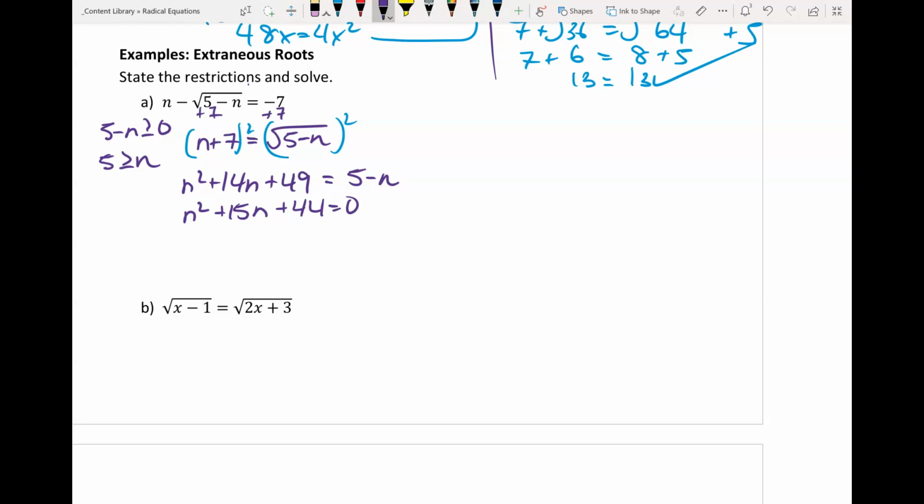And then I'm going to go ahead and factor. So factors of 44 would be 4 and 11. And we can create a 15 with that, so we just need a positive 4 and a positive 11. So n is equal to then negative 4 and negative 11.